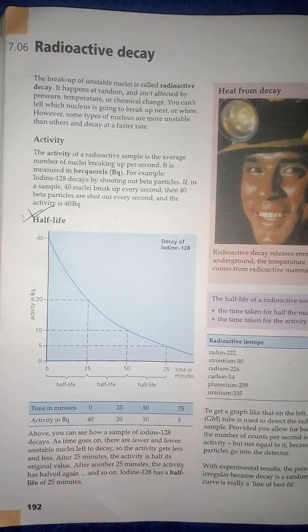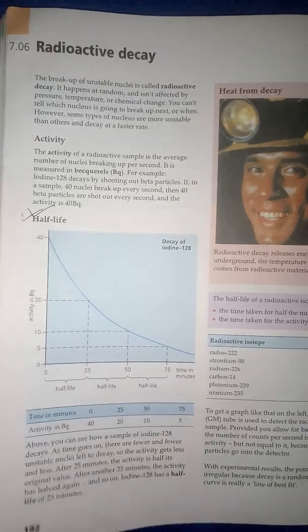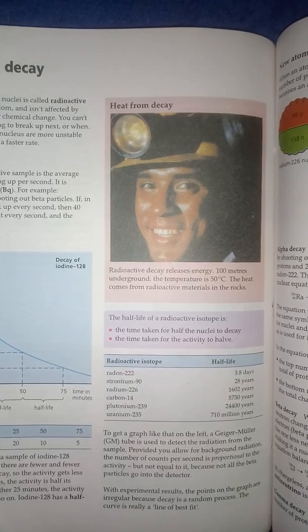As you see, the sample of iodine-128 decays as time goes on. There are fewer and fewer unstable nuclei left to decay, so the activity gets less and less. After 25 minutes the activity is half of its original value, and after another 25 minutes the activity is halved again, and this process continues. The half-life, as I told you earlier, is the time taken for half of the nuclei to decay. If it is 40, it becomes 20, and if 20 then it becomes 10.